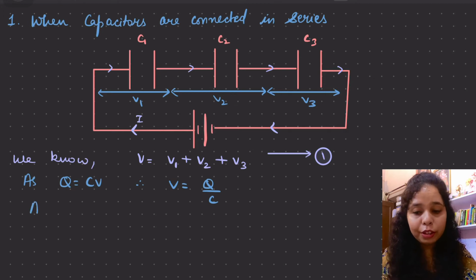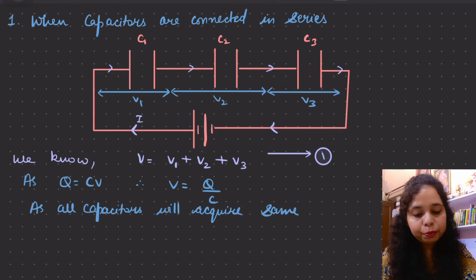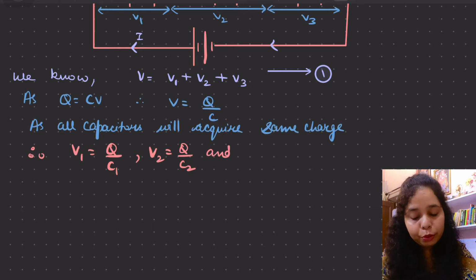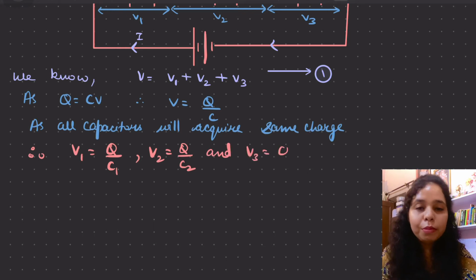Now considering this equation, we have all the capacitors connected in series. So the same current is flowing through them, as all the capacitors will acquire the same charge, because all the capacitors are connected in series, as I have said. Therefore V1 is equal to Q upon C1. Charge will remain the same but capacitance is different. So V2 is equal to Q upon C2, and similarly V3 is equal to Q upon C3.